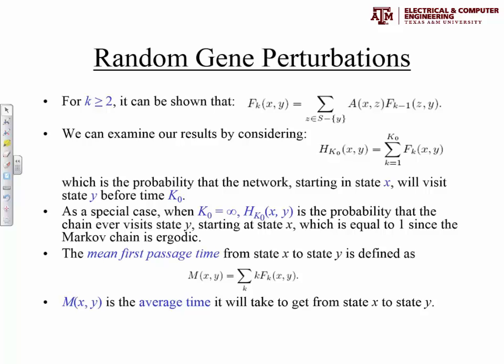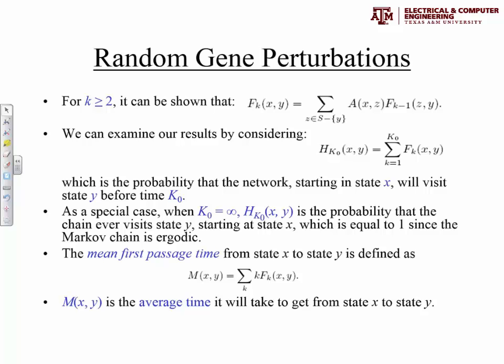So this will be the probability that the network starting in state x will visit state y before time k0. As a special case, when k0 is infinity, h_k0(x,y) is the probability that the chain ever visits state y starting at state x, which is actually equal to 1, because we have made the Markov chain ergodic. You can go from every state to every other state.